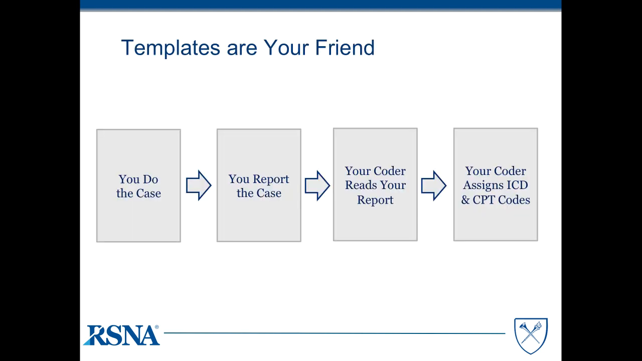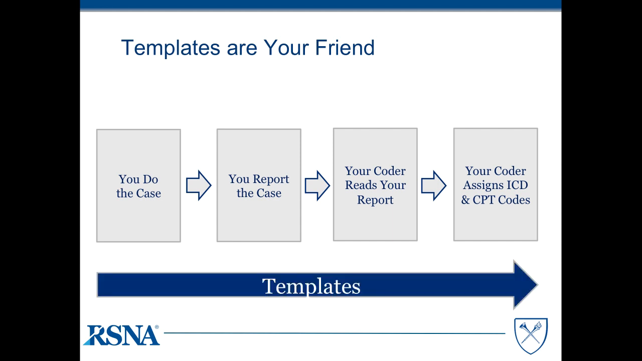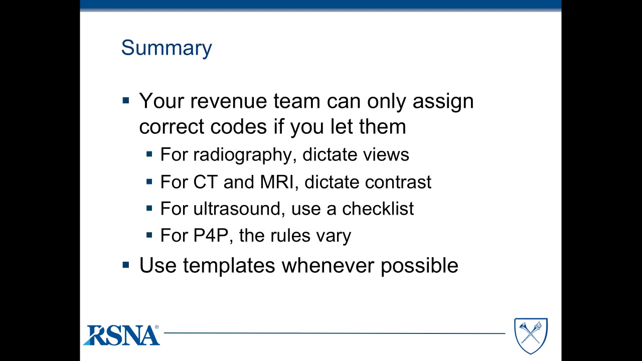Templates are going to be your friend, from reporting things to making sure that your coders understand what you did. In summary, your revenue team can only assign correct codes if you let them, and that means you have to document in your report what you did. For radiography, dictate the number of views. For CT and MRI, dictate the details of contrast administration. For ultrasound, use a checklist. And for pay for performance, the rules are varying, and this is one area where templates will particularly be our friend.